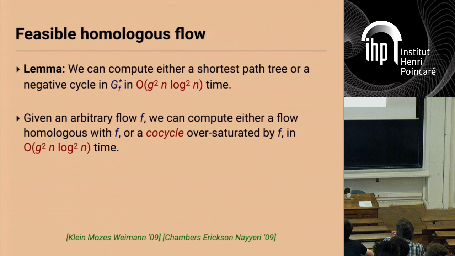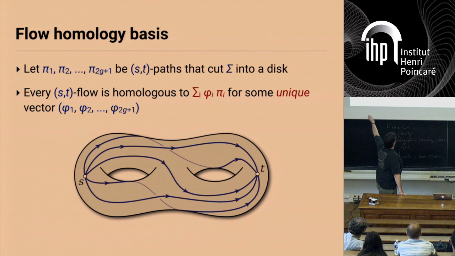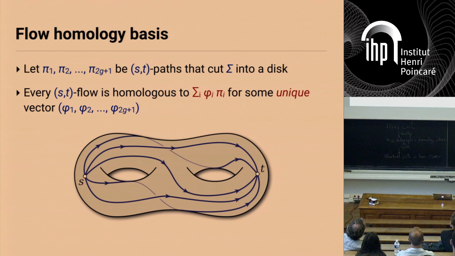I need a way of coming up with an example flow in any given homology class. So again, I construct this set of directed paths from S to T, whose complement is a disk. There's exactly 2g plus 1 of them. And I use this as the basis for my flow homology space. So this allows me to guess a flow with a particular homology class, just load up these paths with the right values, and then check the shortest path thing.